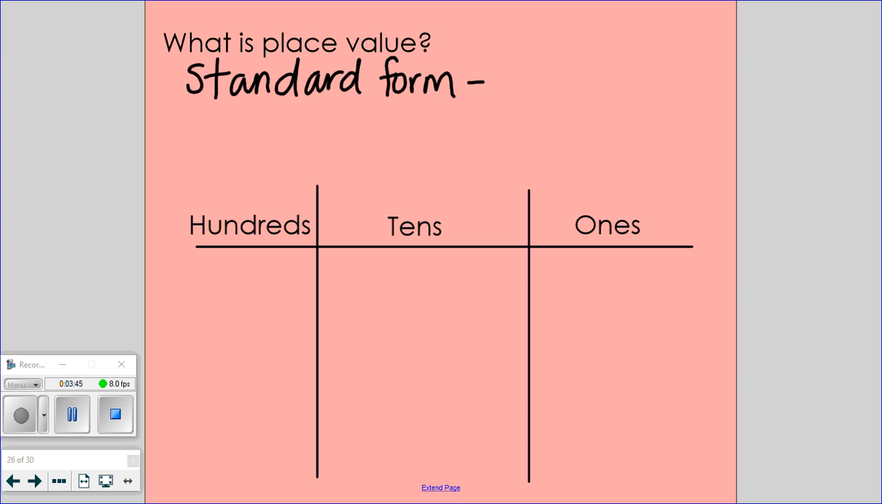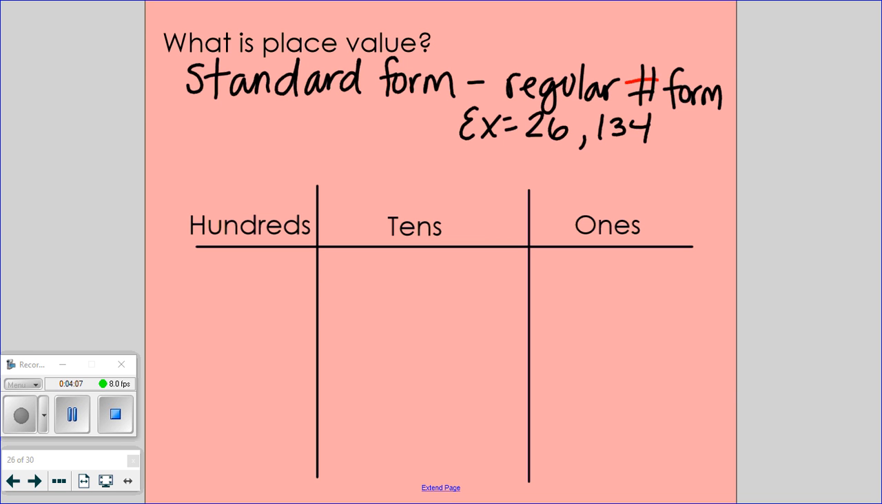Thank you. So we have what's called standard form. This is regular number form. So if I have the number 26, it's going to look like this, a 2 and a 6. If I have the number 134, it's going to look like that. Standard form is something that we use every single day. That's how we see our numbers. Nothing new.